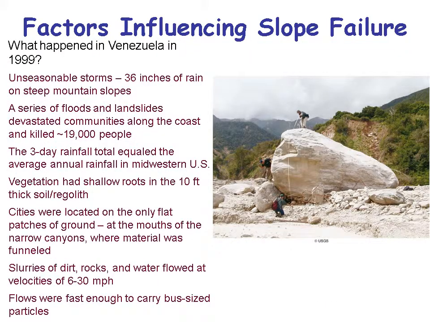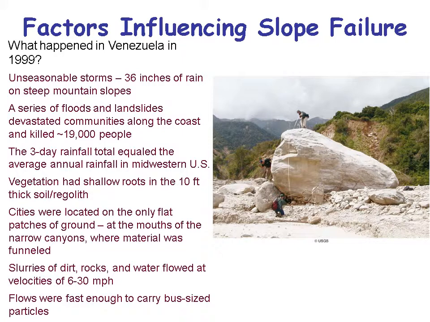Well, what happened in Venezuela? Well, you had a lot more water than you usually do. They had 36 inches of rain on the steep mountains. You had a series of floods and landslides from that unseasonable rainstorm, killed 19,000 people. That 3-day rainfall equaled the average annual rainfall in the Midwest, at 36 inches.